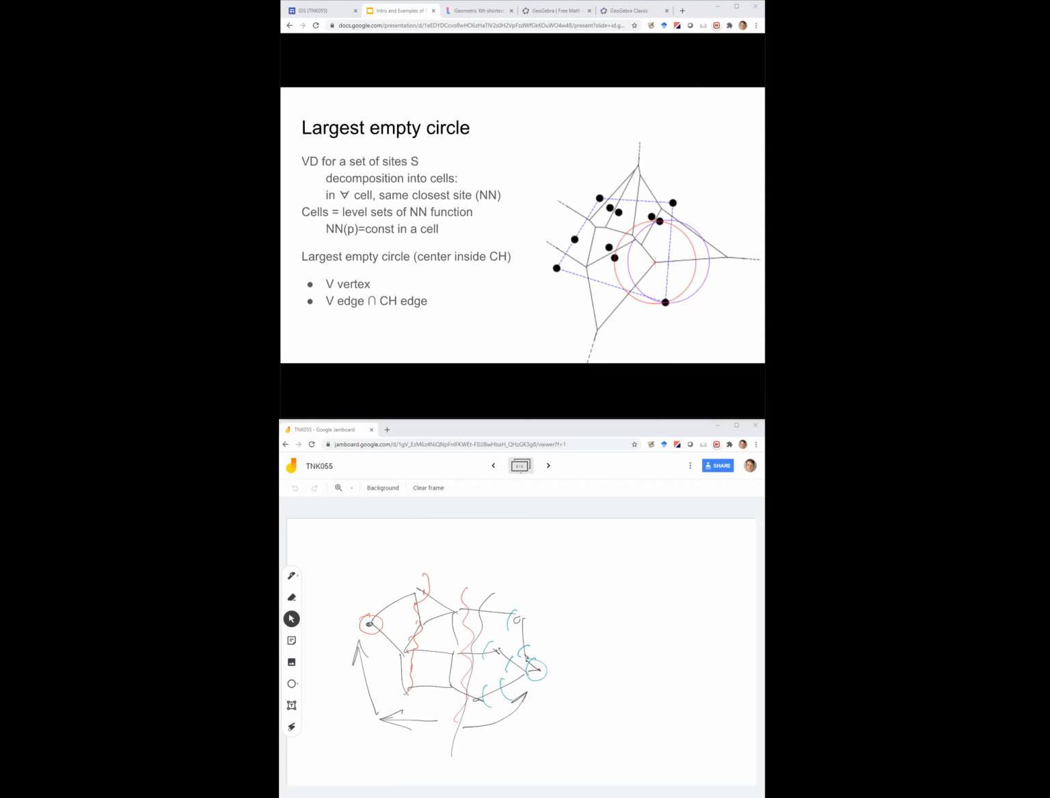But if we are looking for a circle which is close to the sides, like inside the convex hull of the sides, the largest empty circle would be either at a Voronoi vertex like here, or on the edge of the convex hull where the edge intersects with the Voronoi edge. So these red and blue circles are the largest empty circles. So this is an immediate application of the Voronoi diagram: finding largest empty circles, finding places which are as far as possible from all the sides.